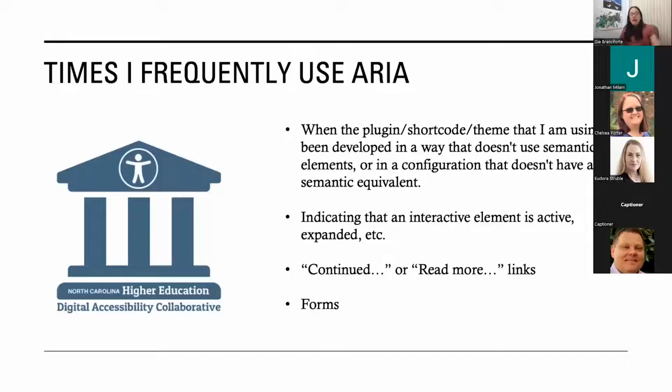So we add ARIA label, and I'll add read more about and then put in the title of the news article or something like that in the ARIA label. And so that'll create meaning for those links. And then the last piece is forms. So as we saw before, creating relationships, especially for inputs, making sure that users understand which inputs are for which fields.